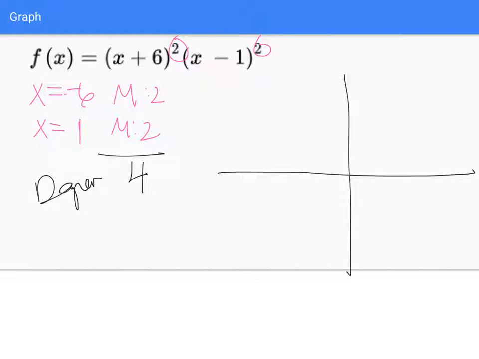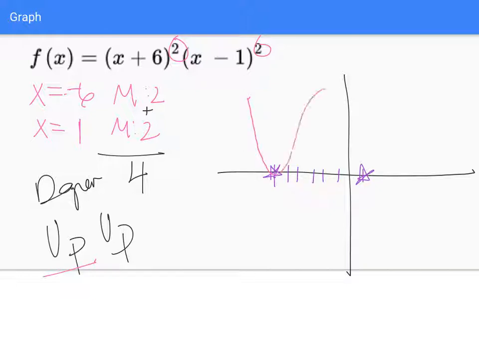My degree here is 4. I'm adding these two together, so my end behavior is up, up. So when I graph this, negative 6, 1, 2, 3, 4, 5, 6, star it, multiplicity of 2. Positive 1, star it, multiplicity of 2. Starting up, so I start up here. Anywhere I see a star, you turn around. Turn around. So it looks something like that.